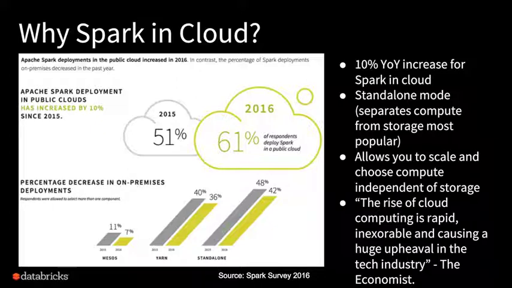One of the things we've seen at Databricks in our Spark surveys is a 10% year-over-year increase in Spark in cloud, and also an increase in the number of Spark standalone deployments. The key reason people do that is that standalone mode allows people to scale up the number of machines and the memory independent of your storage. As you experiment with new models using more complicated machine learning methods, you'll need additional Spark compute, and you want to scale that independent of how you store your data sets.